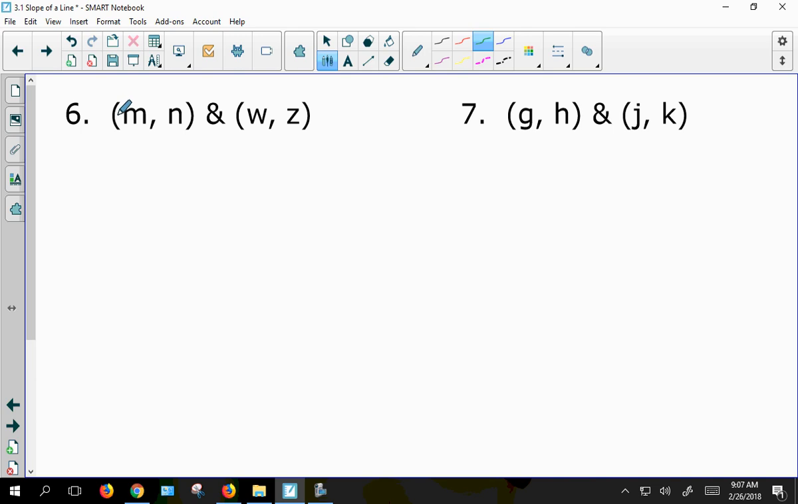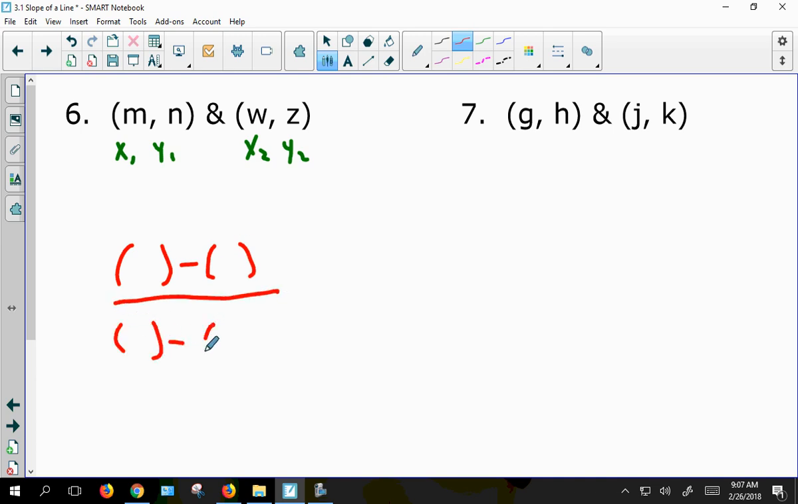Okay, what is this? m, n, minus w, or n, w, z. Well, this is still x1, y1, x2, y2. So I do the blank, blank, minus blank, blank, over blank, blank, minus blank, blank. And then I put y2 here, which is z, y1 here, which is n, x2 here, which is w, x1 here, which is m. That's my answer. Z minus n over w minus m. That's all I got. I'm done. It's very easy. Don't make it harder than it is.